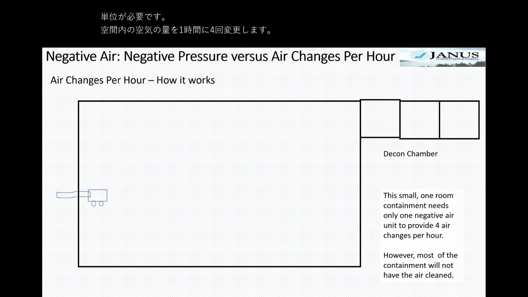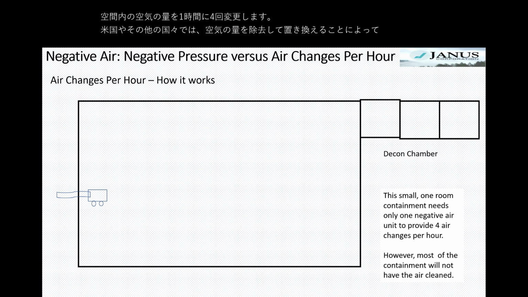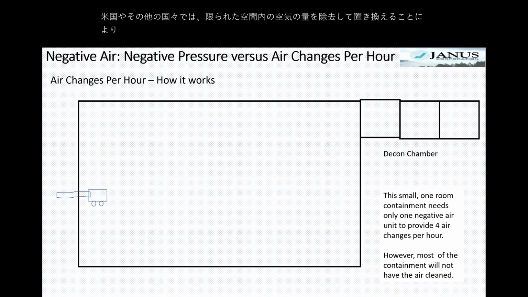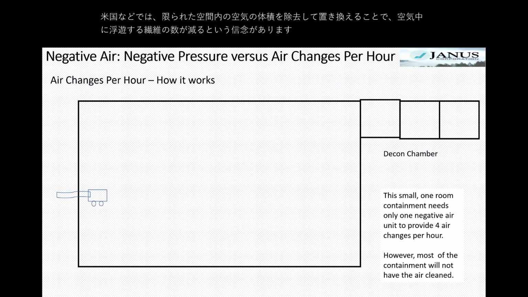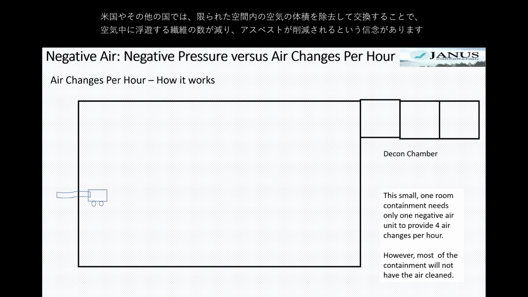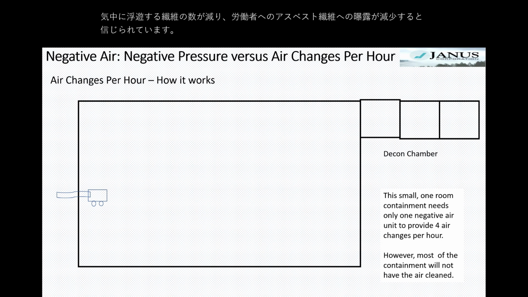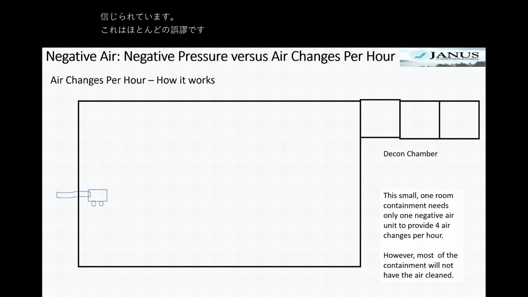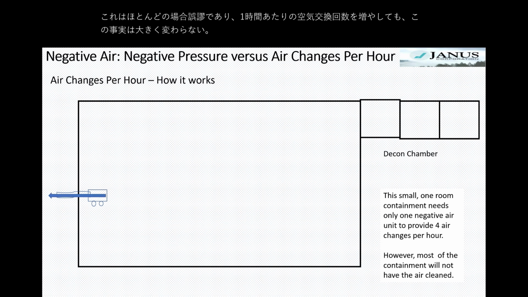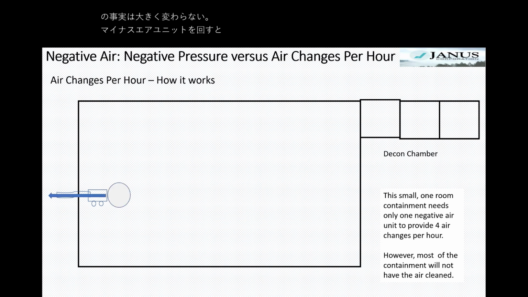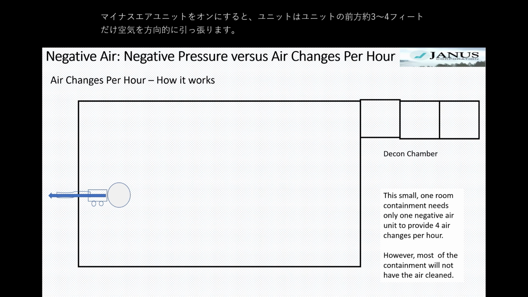The belief in the United States and other countries is that by removing and replacing the volume of air in the confined space, the number of fibers floating in the air will be reduced, thus reducing asbestos fiber exposure to the workers. This is a fallacy in most cases, and increasing the number of air changes per hour does not significantly change this fact. When the negative air unit is turned on, the unit pulls air directionally only for about 3 or 4 feet in front of the unit, only cleaning the fibers that float directly in front of the negative air unit's intake.